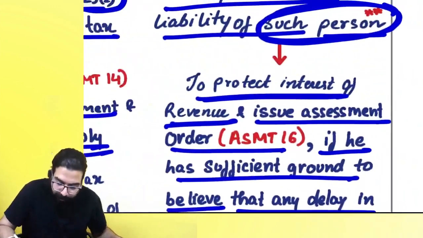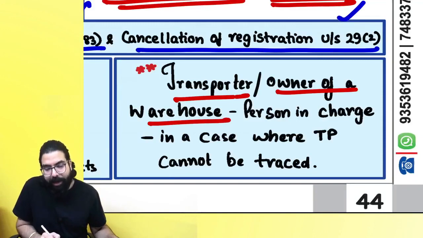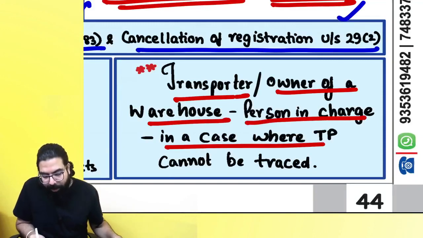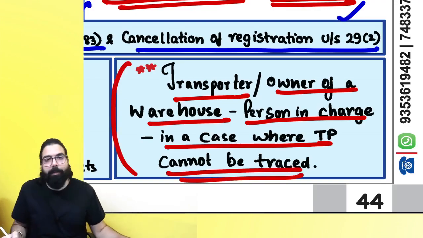Sir, who are these such persons? I have gone ahead and written down. For example, transporter, owner, operator of warehouse, basically person in charge. In case where the taxable person cannot be traced, then these people's assessment will be done.